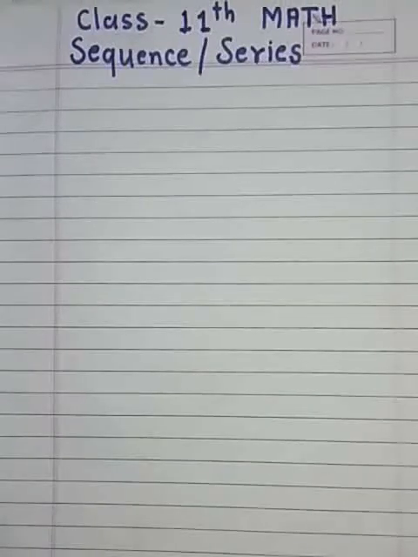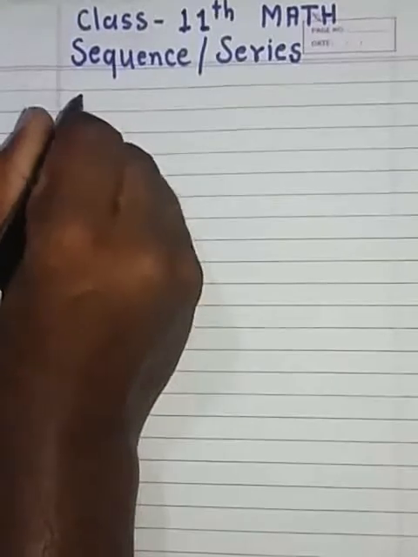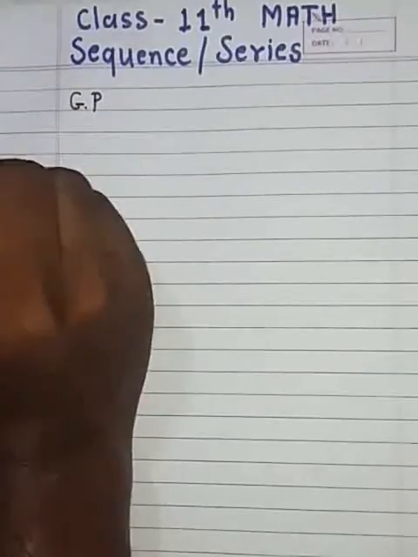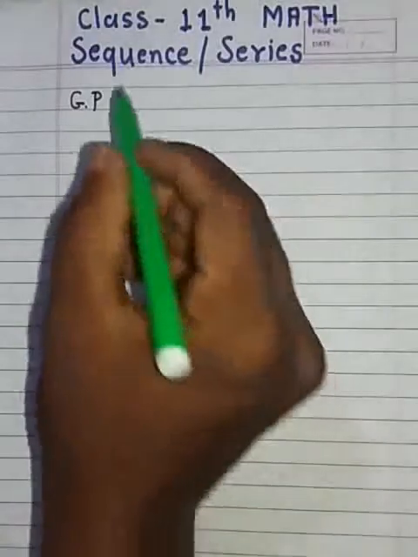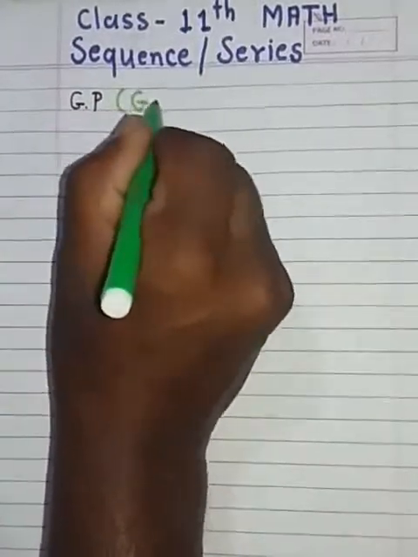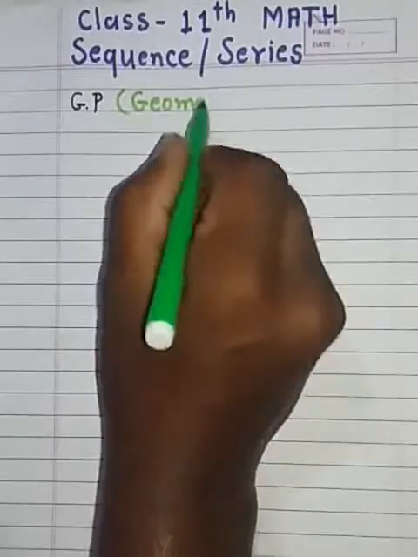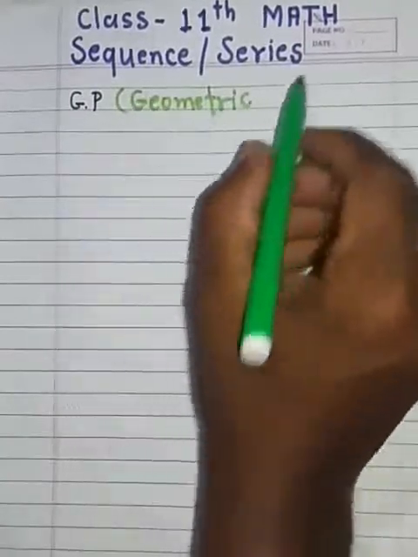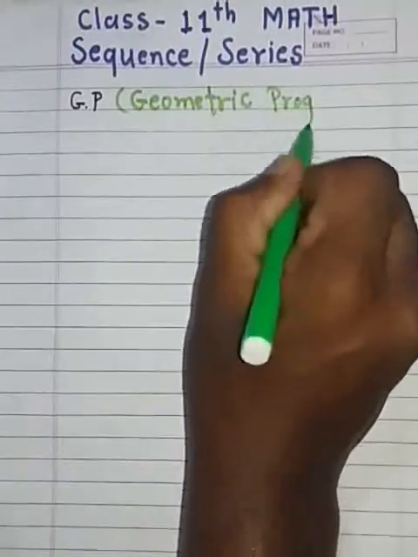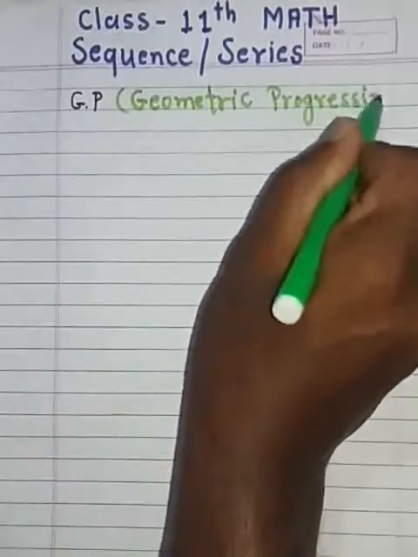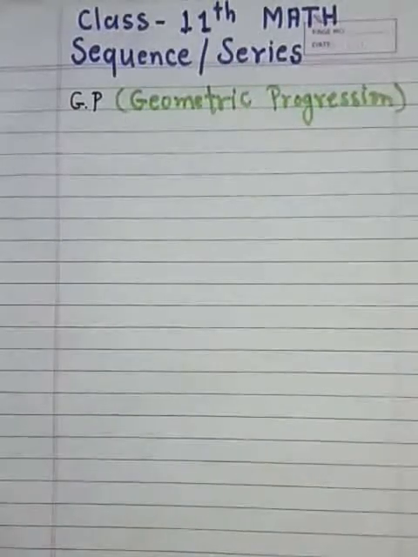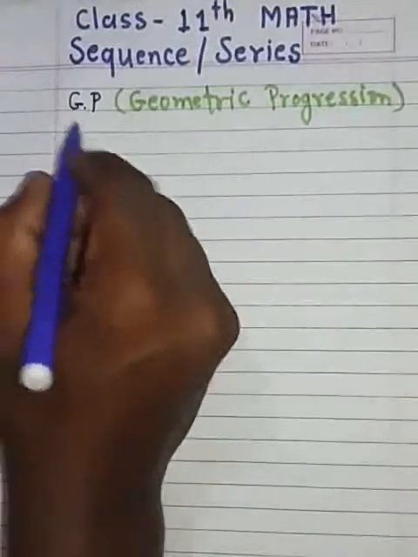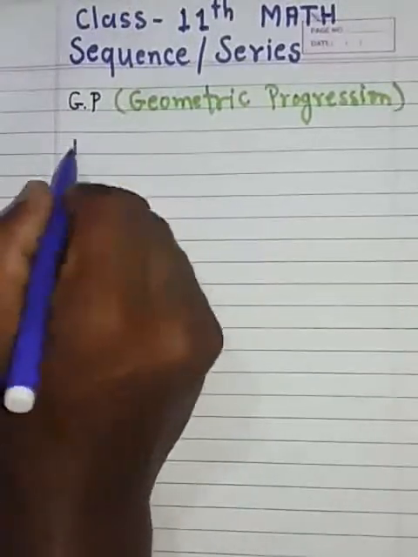Exercise 9.3 is related to GP. We will study about GP. Let's see what is GP. GP full form is geometric progression. Here we will see what is the geometric progression. First we will see the definition of the geometric progression.